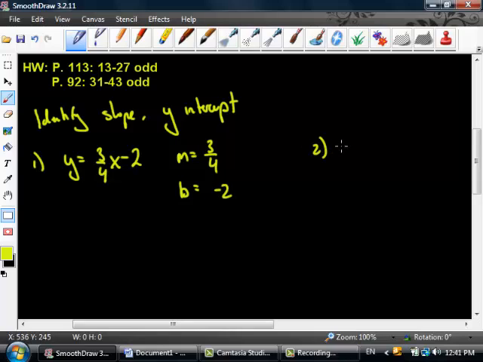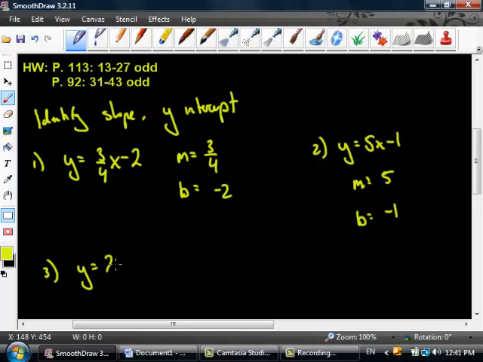That's all you are going to be doing. So let's do another one real quick. Y equals 5x minus 1. M in this case is 5. B is -1. Piece of cake.